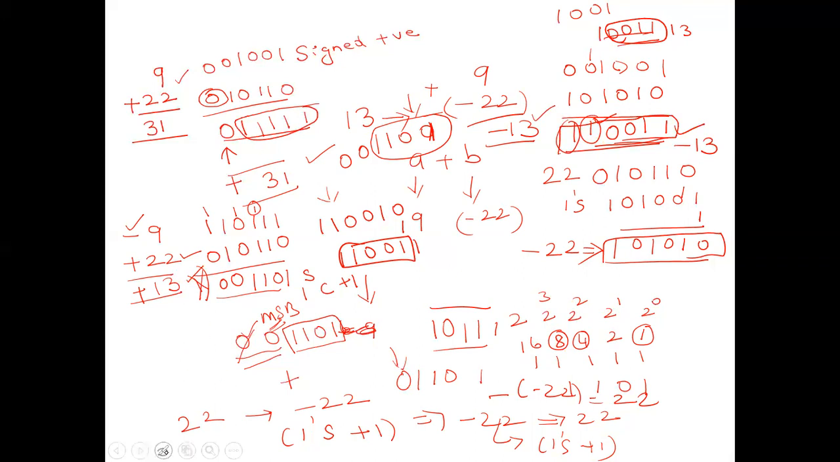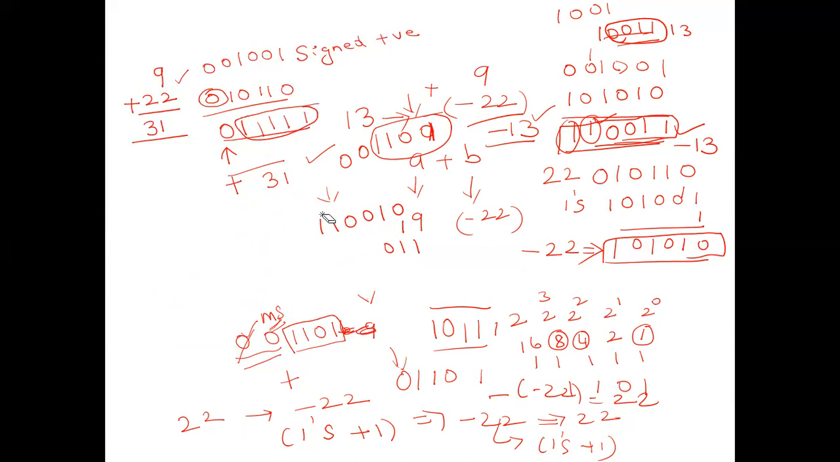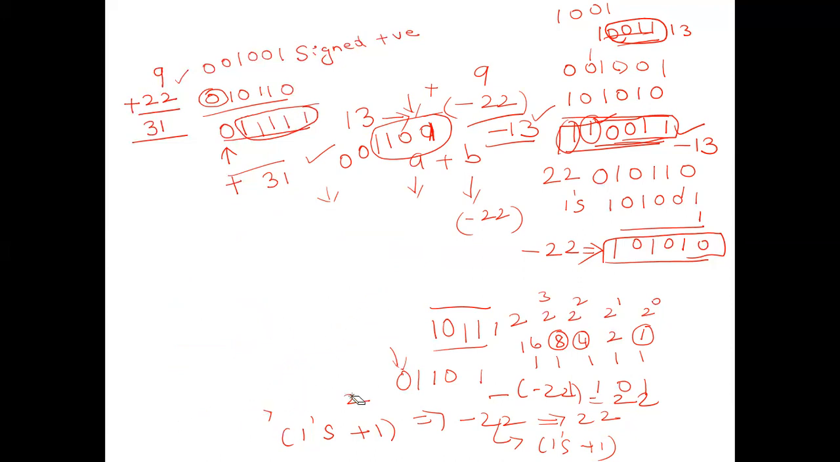We'll see one more example. This example is going to add two negative numbers. If you want to add two negative numbers, you have to take the 2's complement of both the numbers and add them. Okay, so let us see that.